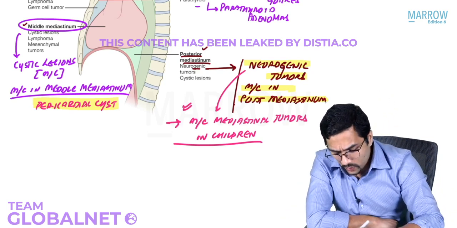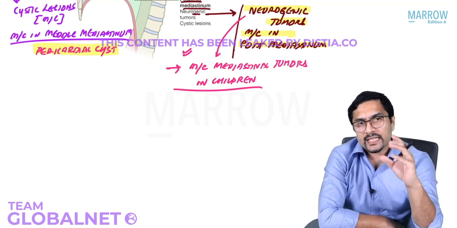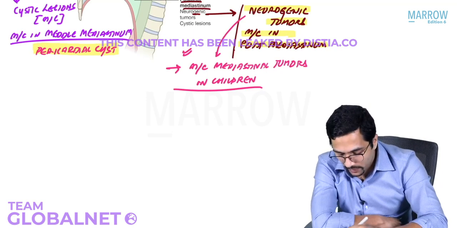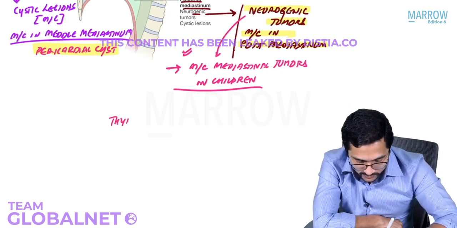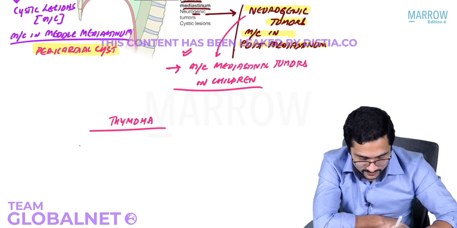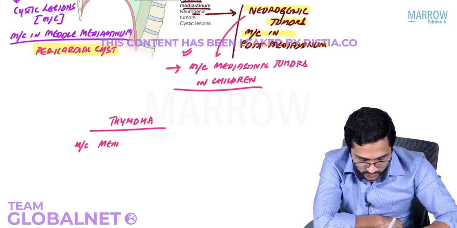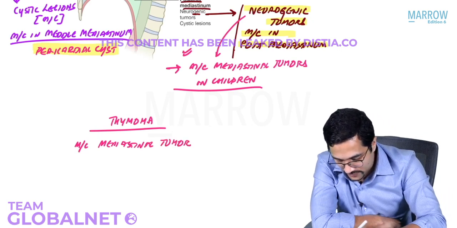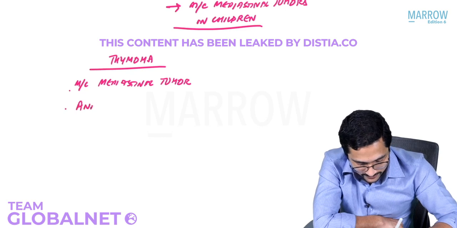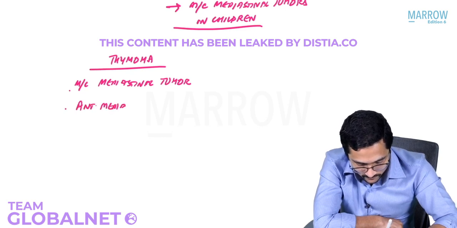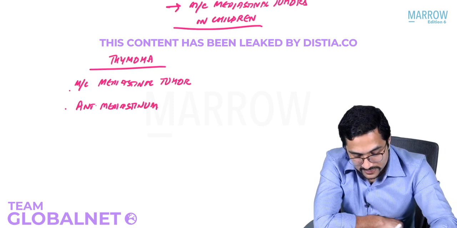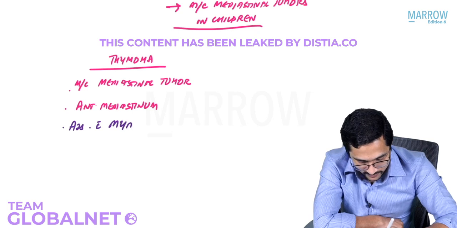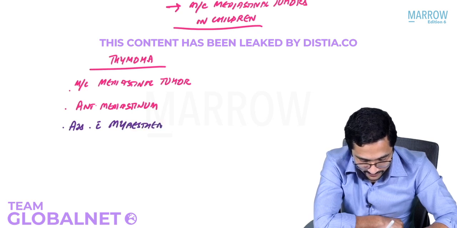You should also now know some details regarding thymomas and germ cell tumors. So first let's talk about thymoma. Now thymomas, I told you, are the most common mediastinal tumor, and this will be seen in the anterior mediastinum. And these thymomas can be associated with myasthenia gravis.